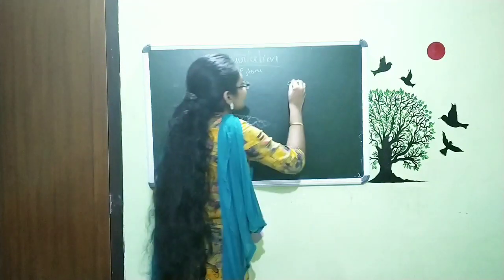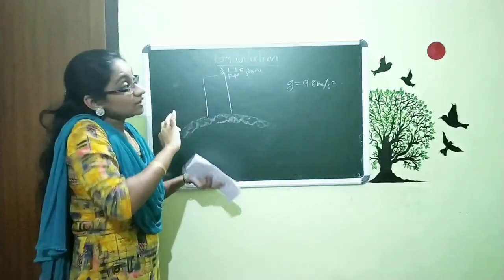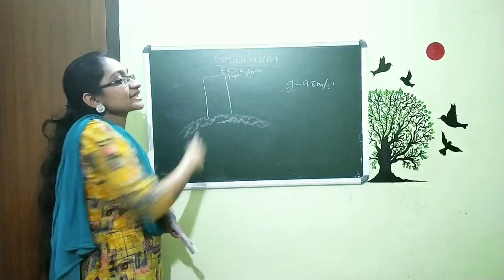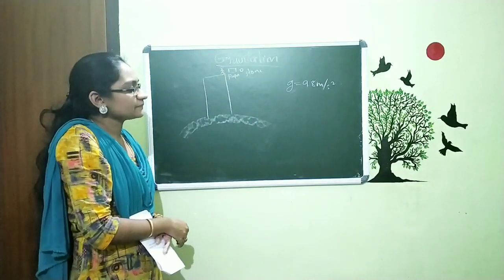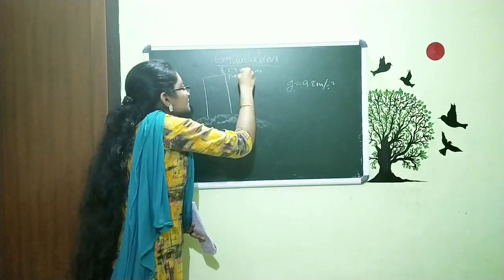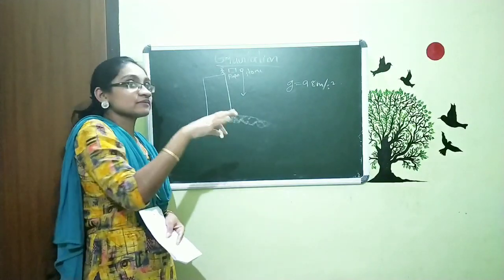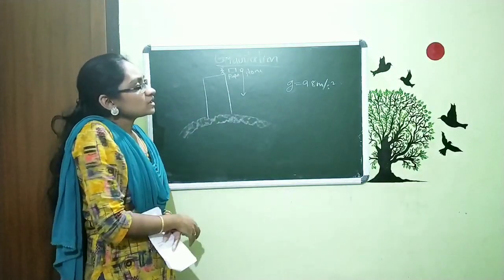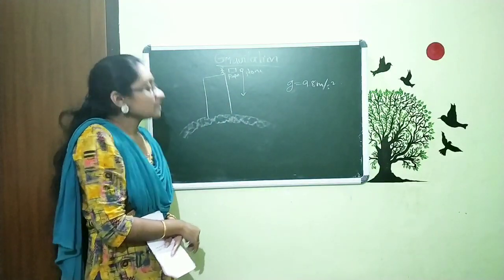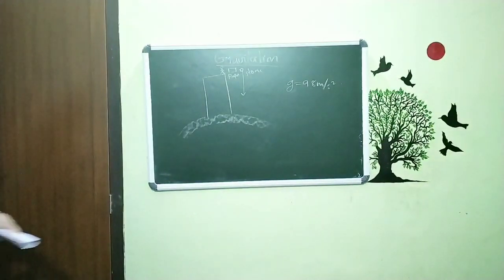We said that g is equal to 9.8 meter per second square. That means any object will come towards the earth with an acceleration of 9.8 meter per second square. But what happens here? The stone will come faster than the paper, and the paper will come very slowly. Then how can we connect these two? There is a reason, and we are going to discuss that.